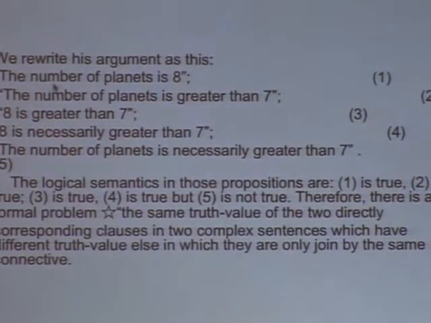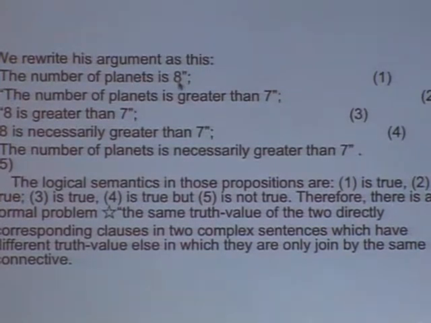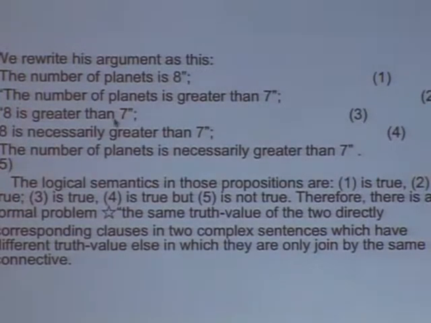For example, in natural words, we can relate the argument from Quine. The number of planets is 8. In the original paper of Quine it is 9, but we know today the number of planets is 8. The number of planets is greater than 7. 8 is greater than 7. 8 is necessarily greater than 7. The number of planets is necessarily greater than 7. Of course, we know sentence 4 is true, but 5 is not true.